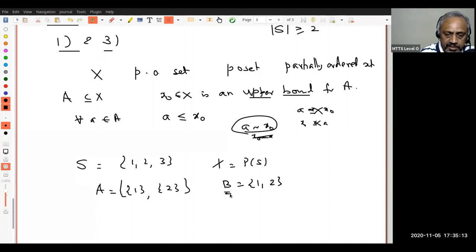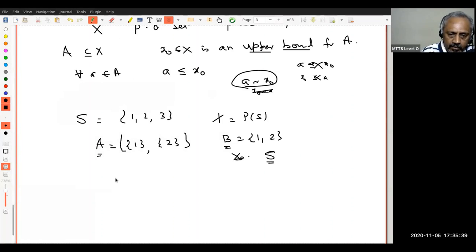Then you can see B is an upper bound for the set A, because singleton {1} is a subset of B and singleton {2} is also a subset of B. You understand that? Or more generally, if I take S itself, then every element of A is less than or equal to S. Don't get confused. This is the same as saying singleton {1} is a subset of S. Is this correct? Similarly, singleton {2}.